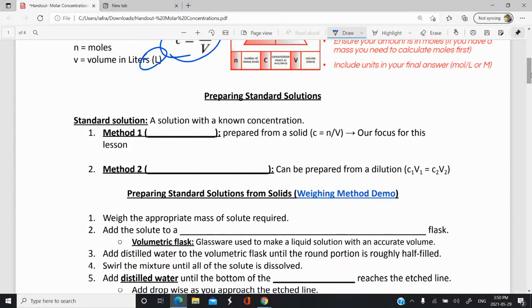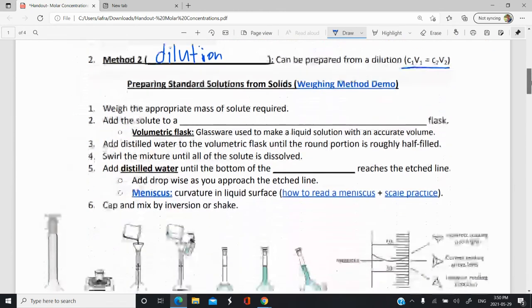So there are 2 methods to prepare what are called standard solutions, which is just a solution of known concentration. Method 1 is the weighing method from a solid, and method 2 is the dilution method. The dilution method we'll see in a later lesson, and we use this formula over here, whereas for the weighing method we would use this formula here, and we'll see how to do that in the examples in the next video.